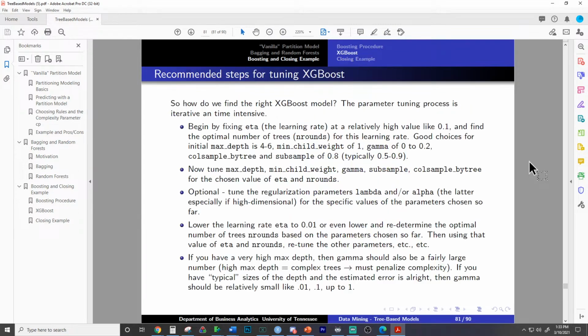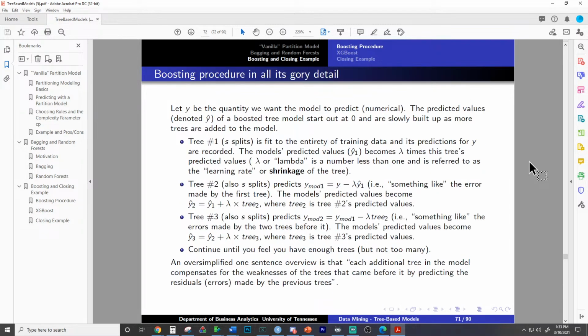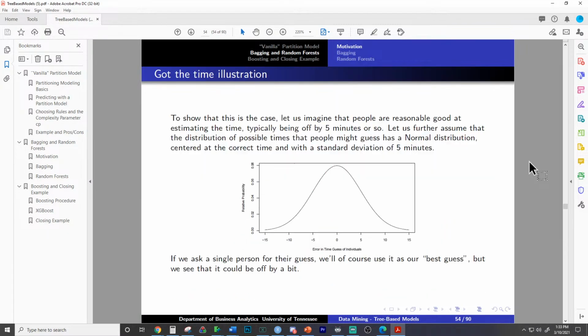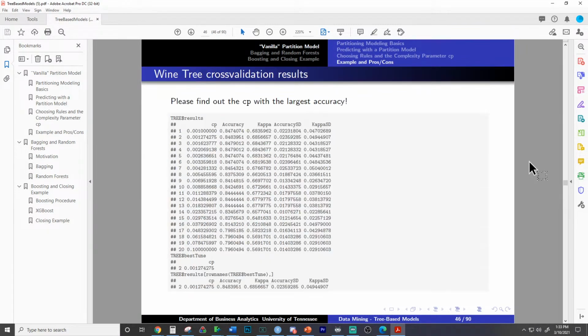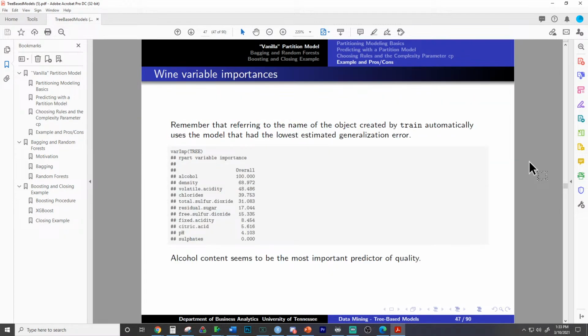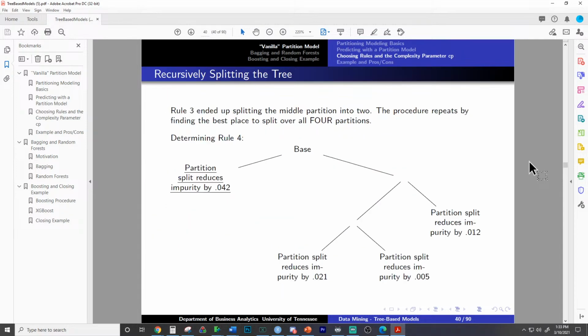Wait, where are the pictures on this? Where are the pictures? Where are the pictures on this? Really? Interaction depth is how many times we split the tree. I don't know why. Did we make consolidated notes of this and take them out?